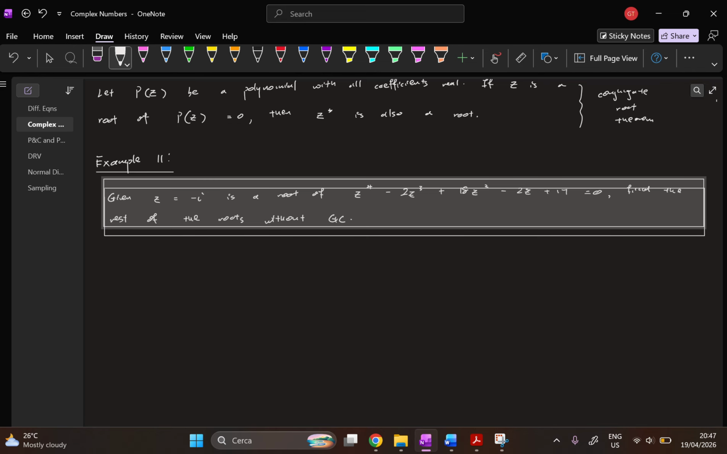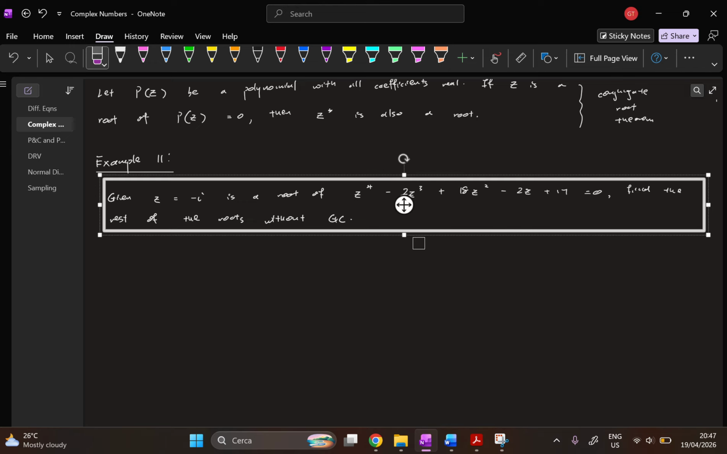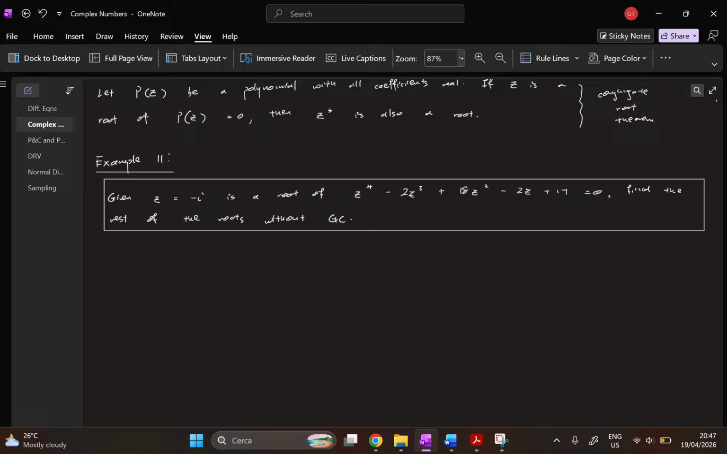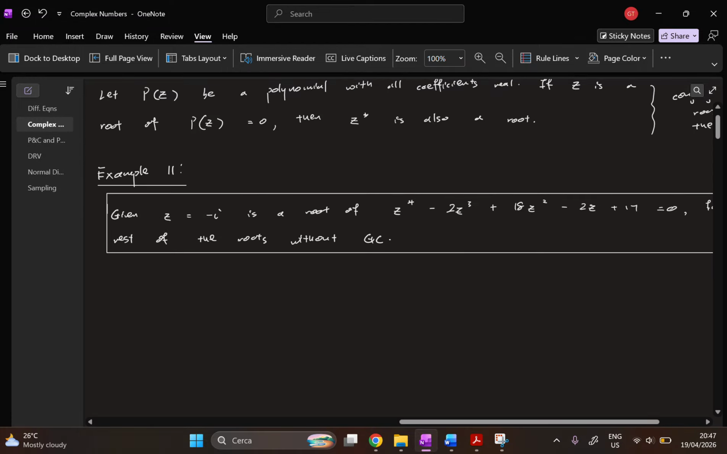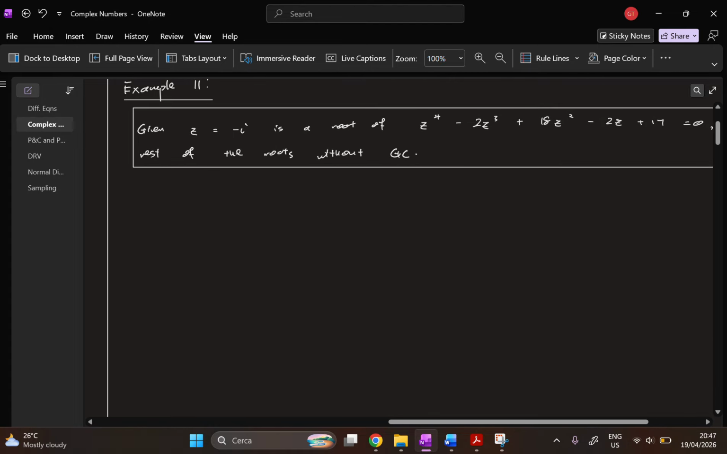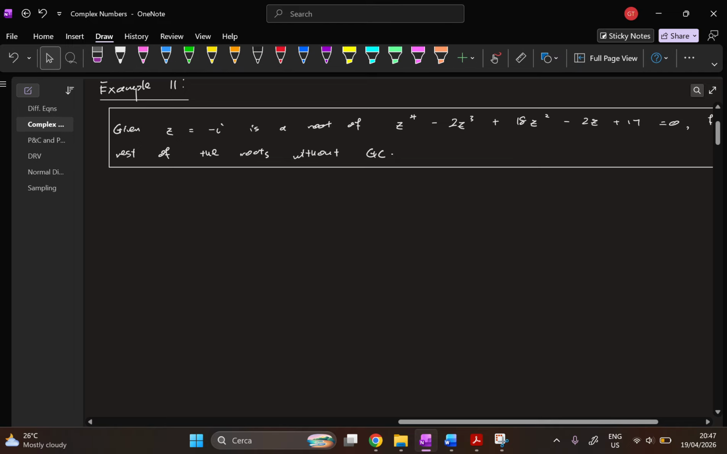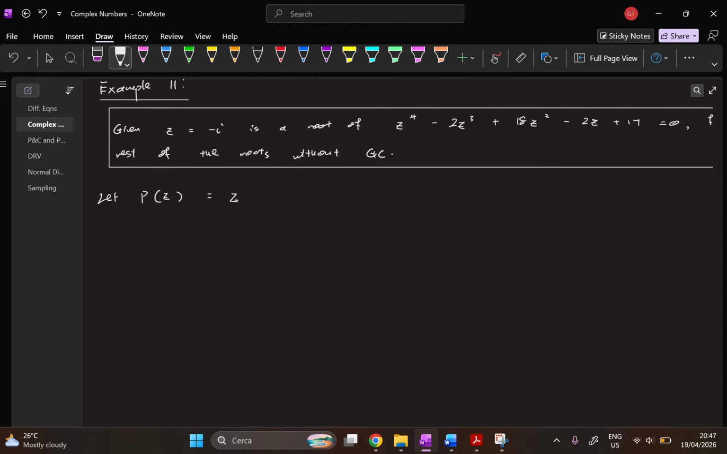Depends on the mark scheme, right? Some mark schemes will explicitly say you cannot get the full method mark if you don't write the conjugate root theorem sentence out in full. So please, please, please don't be lazy to write words, okay? There can and will be method marks for writing words. So let's let P(z) equal this. Just copy over.